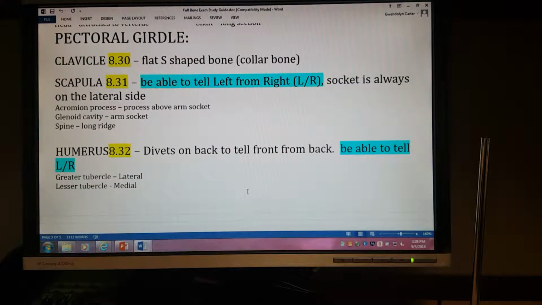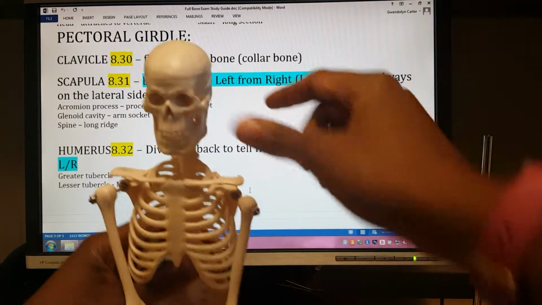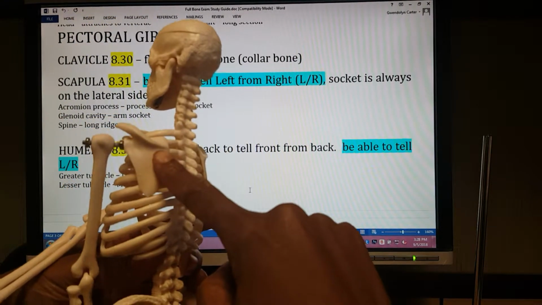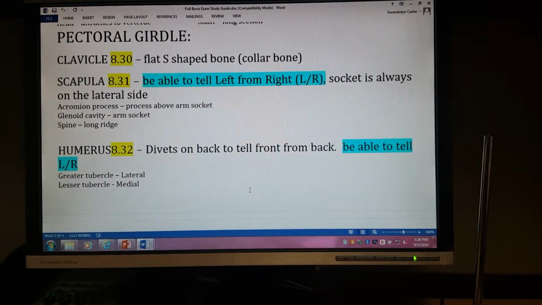Okay, now we can move on to the appendicular skeleton. So starting with the arm, in order to attach the arm to the body, it's done through the pectoral girdle. So in the front of your pectoral girdle, you have your clavicle here. And also attaching it to the back is the scapula.